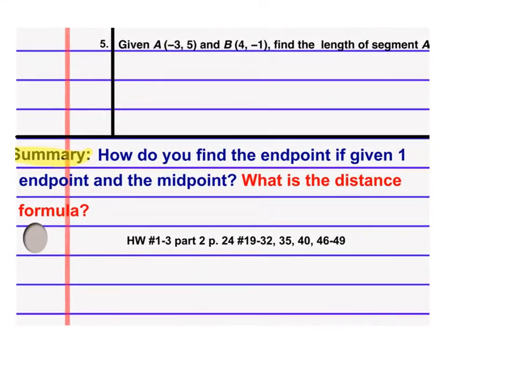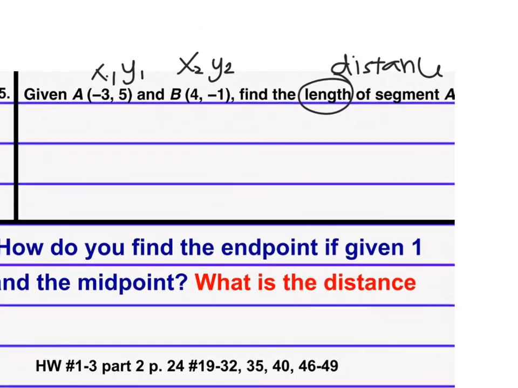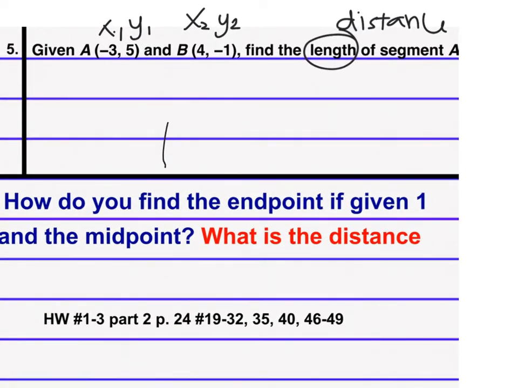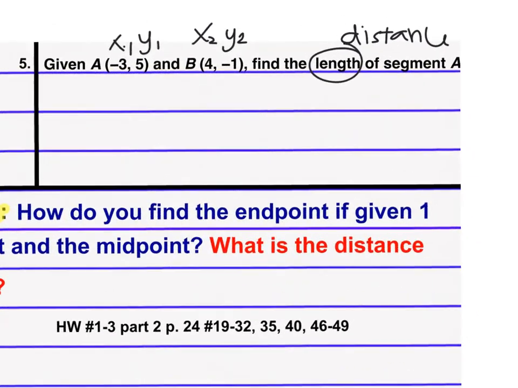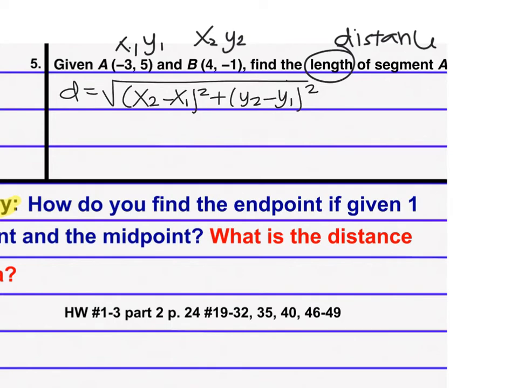All right, last example. You should pause the video and try this on your own. It says given that A is at negative 3, 5. So that is your x1, y1, and B is at 4, negative 2. Find the length. Length is distance. So you should be doing this one on your own using your distance formula, which I will put up here. X2 minus x1 squared plus y2 minus y1 squared. So pause the video, see how you do.